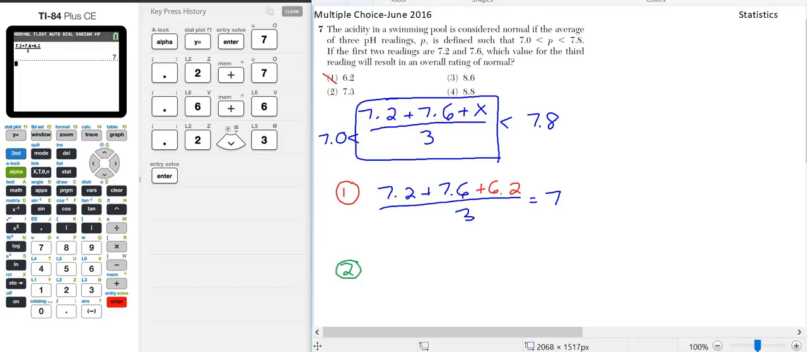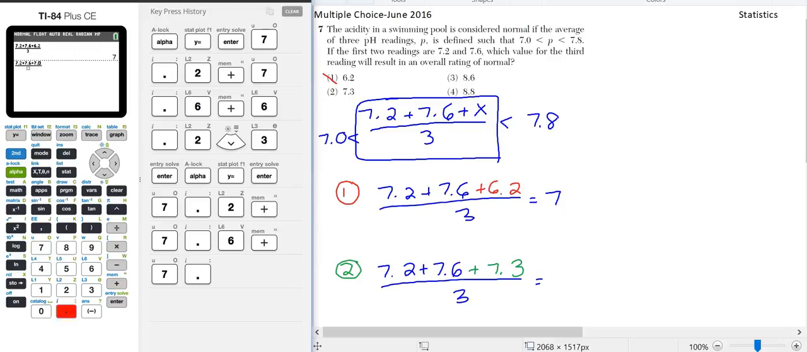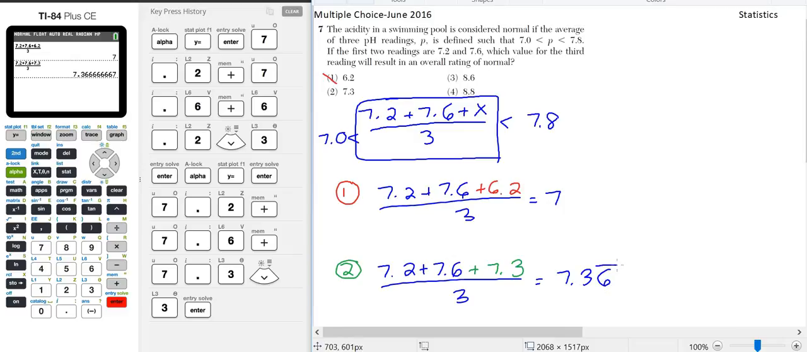For choice 2, we have 7.2 plus 7.6 plus the value in choice 2, which is 7.3, and the average of this is, let's do it on the calculator again, 7.36 repeating. This value is between 7 and 7.8, so if the third reading were 7.3, we would have an overall rating of normal because P would be between 7 and 7.8, so choice 2 is the correct answer. You could try out the values in choices 3 and 4, but it's not really necessary because you already know the answer is choice 2.